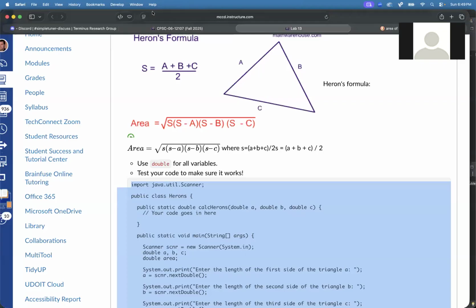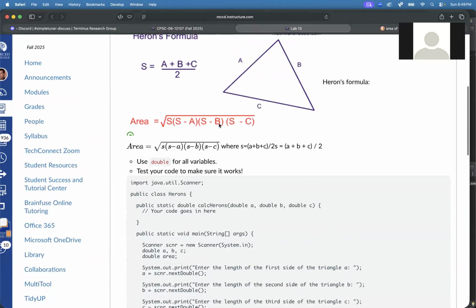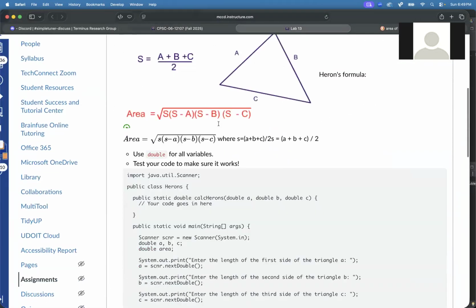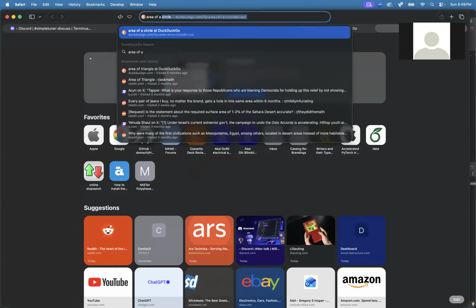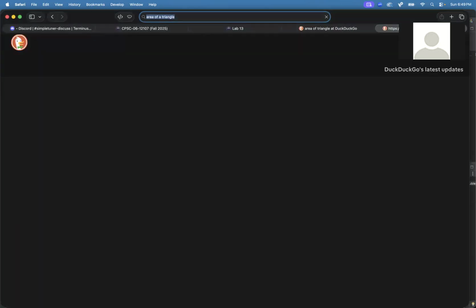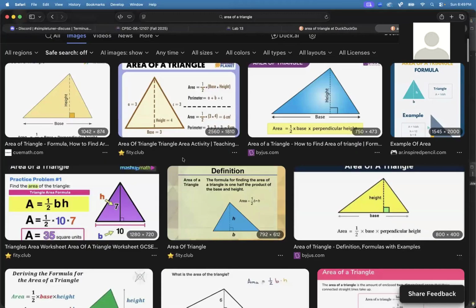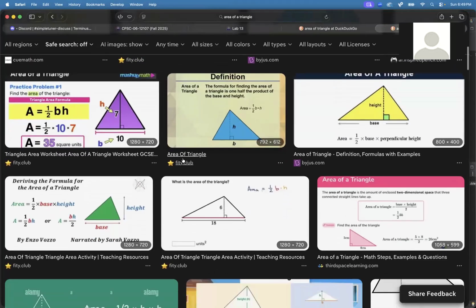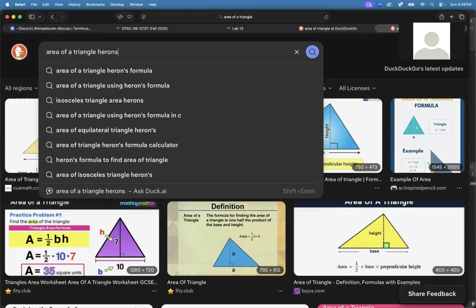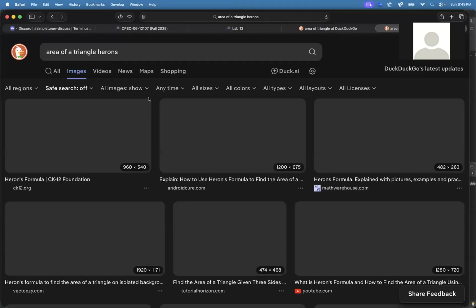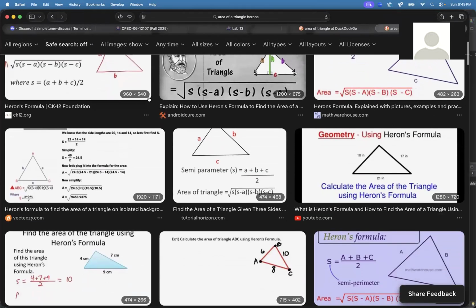So actually, is there an example? Nope. Okay, well, we don't have a good way. I guess if we do area of a triangle and we look for an example, I do images, we'll find an example. Well, they don't have sides, right? Maybe we should type in Heron's. Just looking for numbers, guys.